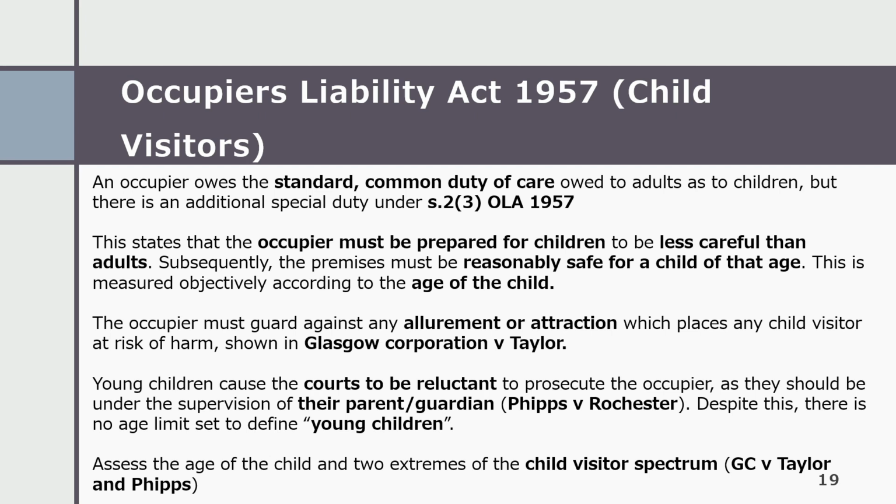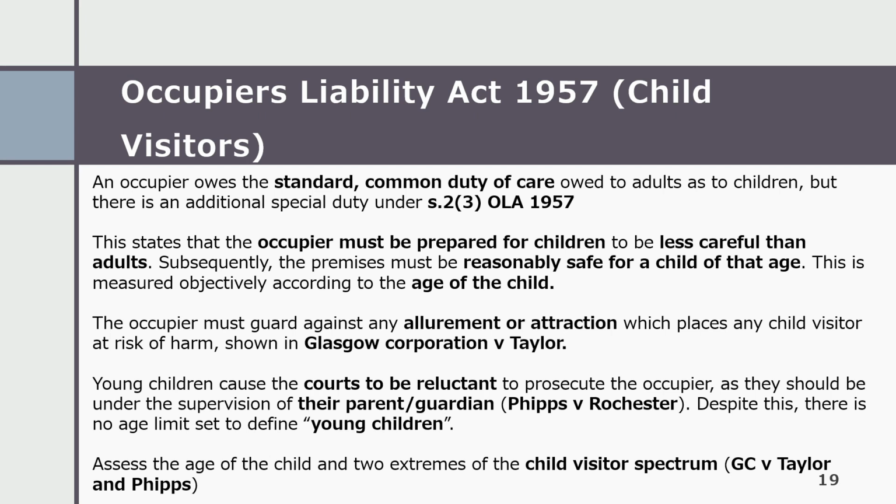This states that the occupier must be prepared for children to be less careful than adults. Subsequently, the premises must be reasonably safe for a child of that age. This is measured objectively according to the age of the child. The occupier must guard against any allurement or attraction which places any child visitor at risk of harm, seen in Glasgow Corporation v. Taylor.